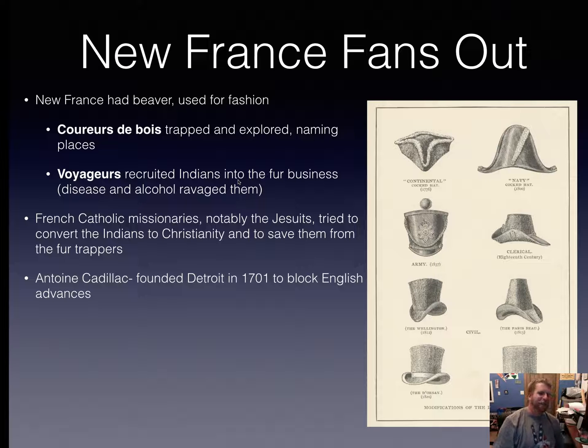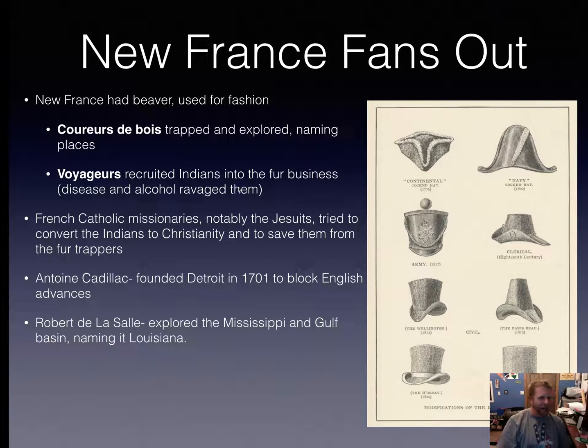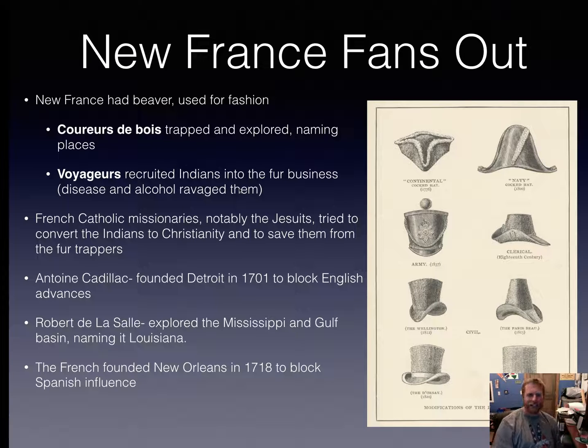Antoine Cadillac, you might have heard of his car, it's actually just named after him, founded Detroit in 1701 to block English advances. It's so cold in the D. Robert de La Salle explored the Mississippi and the Gulf Basin, naming it Louisiana after his king Louis. And the French founded New Orleans, or if you're from the South, Nolens, in 1718 to block Spanish influence. They had encroaching powers all around them, so they founded a lot of these things.